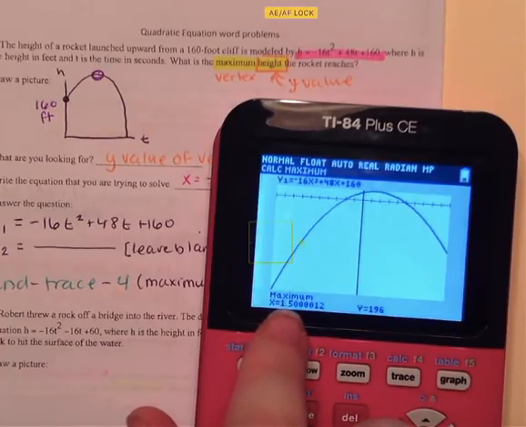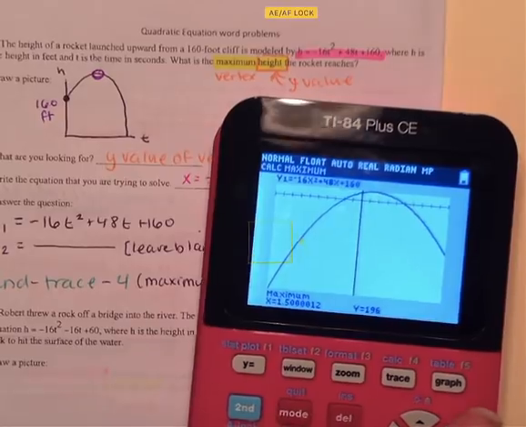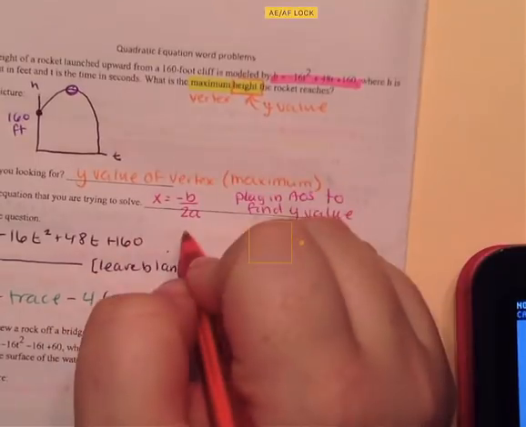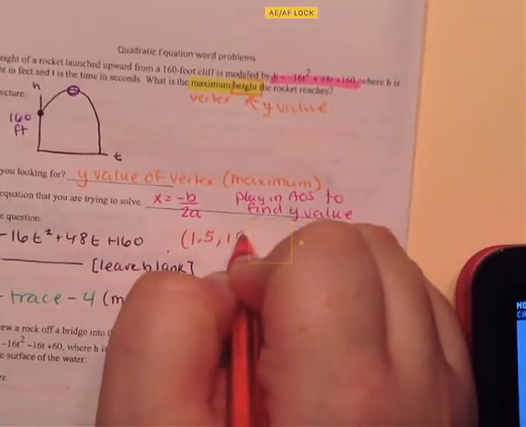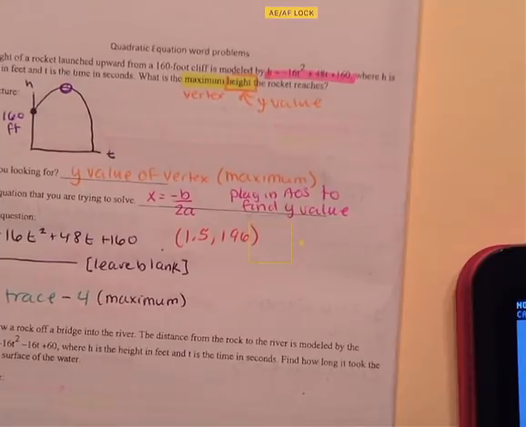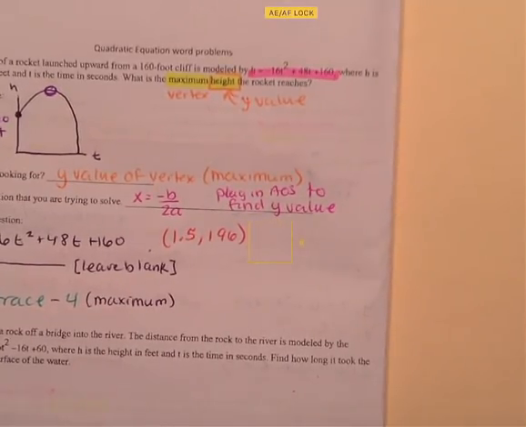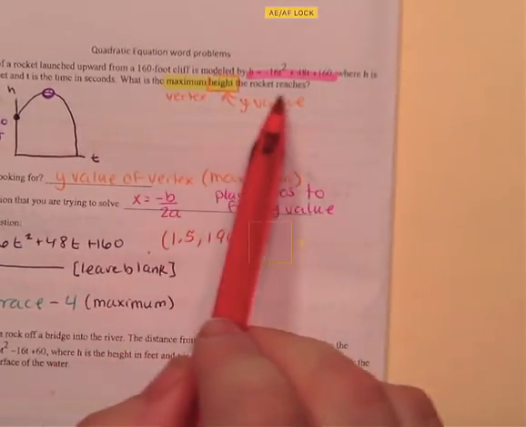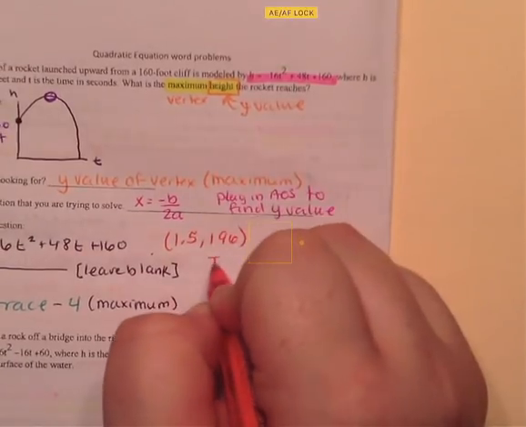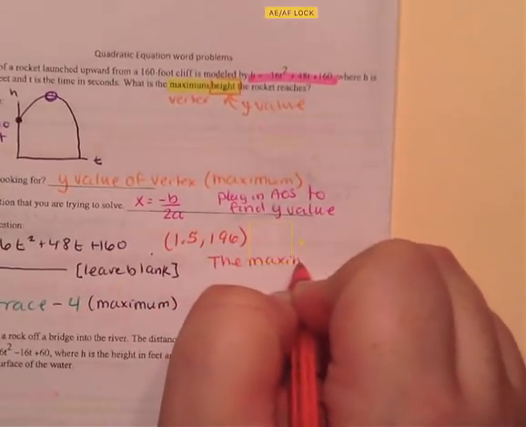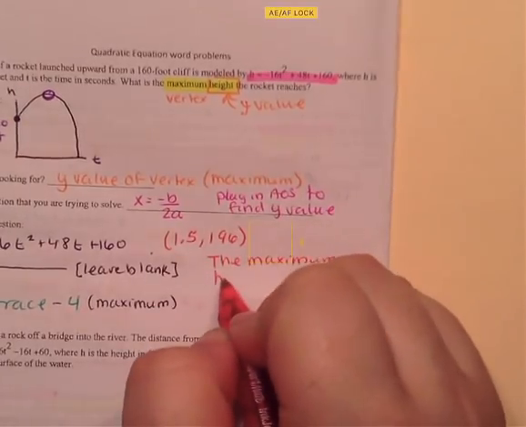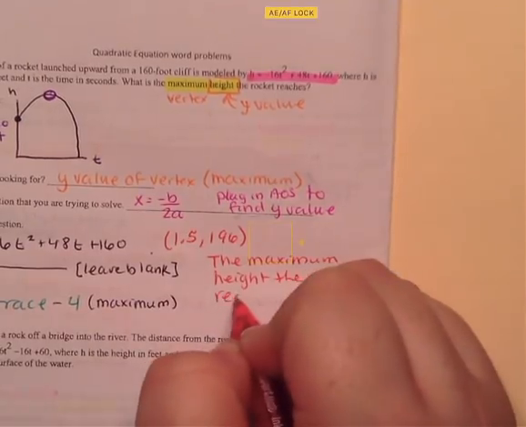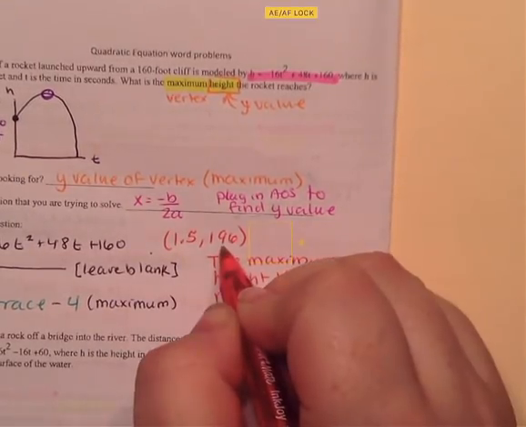Now the maximum is at 1.5 and then 196. So 1 and 5 tenths. Our maximum is at 1.5, 196. That was our actual vertex. Now the part we need is the y value. So we go back to our words. What is the maximum height of the rocket? So we can say the maximum height the rocket reaches is 196 feet.